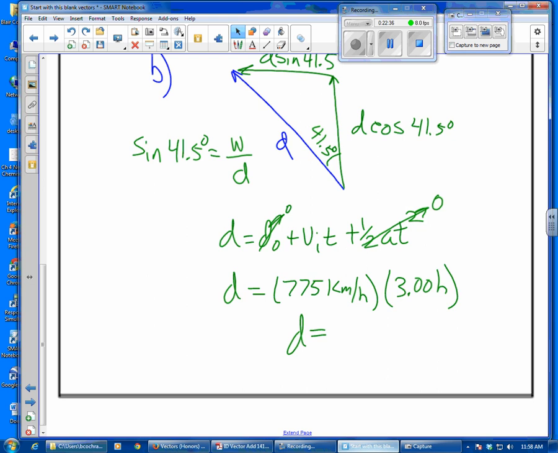I read it in the problem. It tells me in part B that I travel for 3 hours. Right, because 3 hours is my time. They give me my velocity. Think about it. Sometimes it's easier to think about it in simpler numbers. If you're moving 10 miles an hour and you travel for 3 hours, how far did you go? 30 miles. Same concept here, right? I'm moving 775 kilometers every hour for 3 hours.